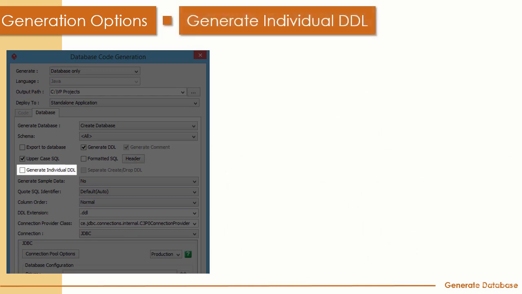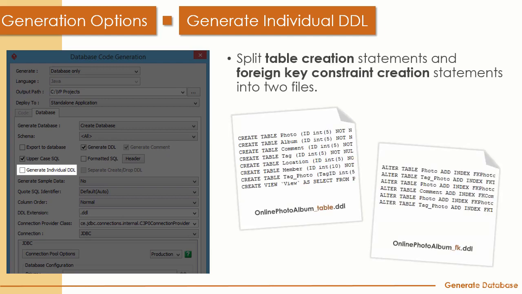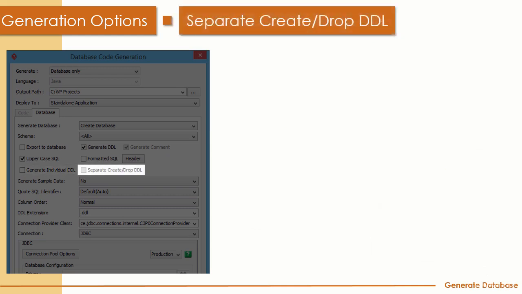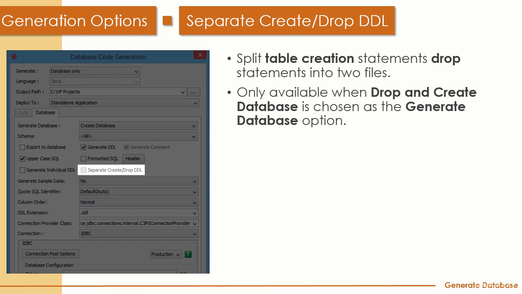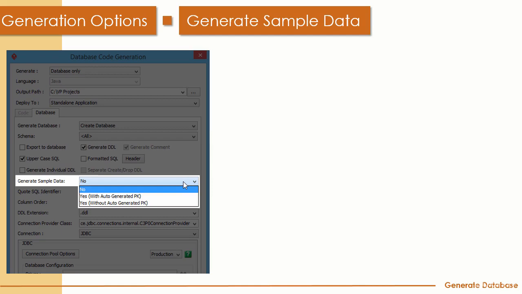You can also split the DDL into multiple files. We don't suggest using this one, but for certain situations, maybe you need it. Then you can have a DDL just for creating the table and another DDL for adding the foreign key. Separate create drop DDL. You can take this option to split the table creation statements and the drop statements into two files. It is a good practice to avoid dropping the production data. Please be reminded that this option is only available when you pick drop and create database in the generate combo box.